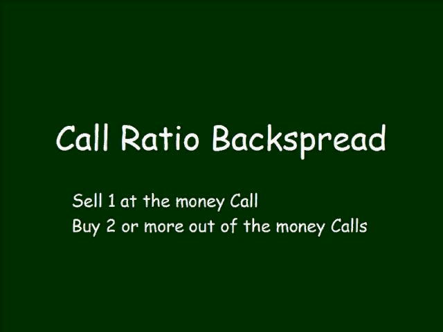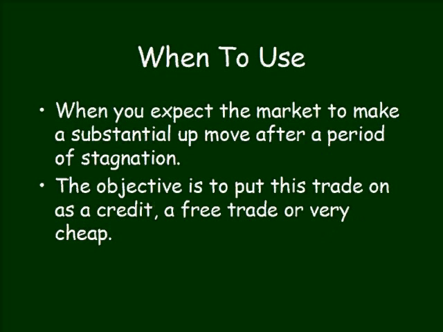Call ratio back spread. This strategy is where you sell one at the money call and, taking the premium collected from the call you're selling, you buy two or more out of the money calls. You use a trade like this when you expect the market to make a substantial up move after a period of stagnation. The objective is to put this trade on as a credit or very free trade, or very, very cheap.